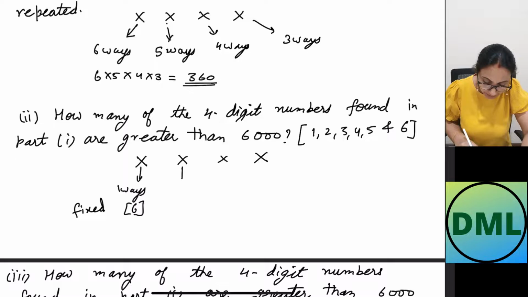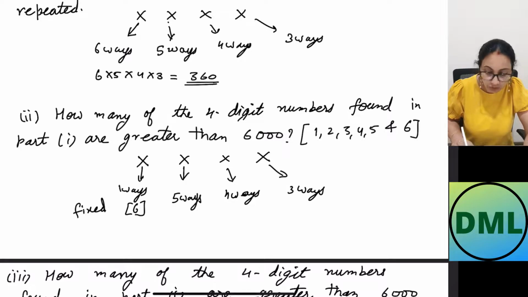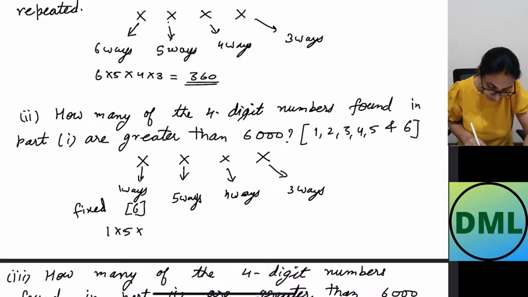Now to fill the next place, the numbers available with us are 5 numbers. So this place can be filled with 5 ways. The next place can be filled with 4 ways and then 3 ways. So the total number of ways are given by 1 cross 5 cross 4 cross 3, which is equal to 60 ways.